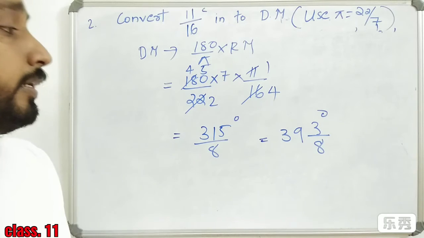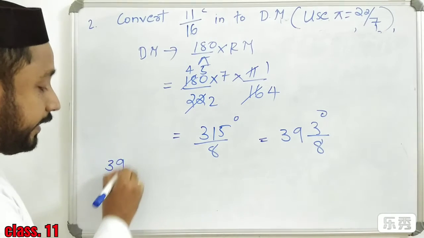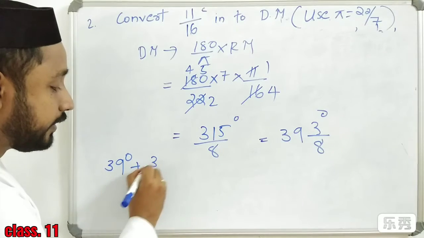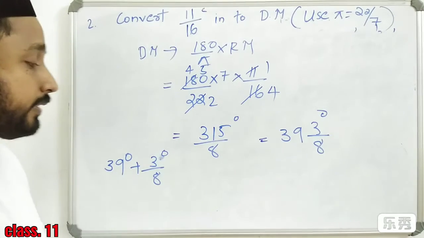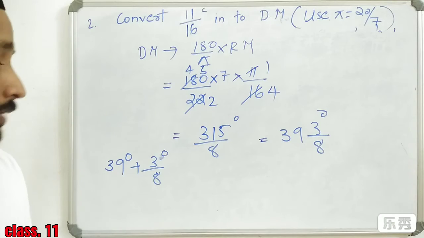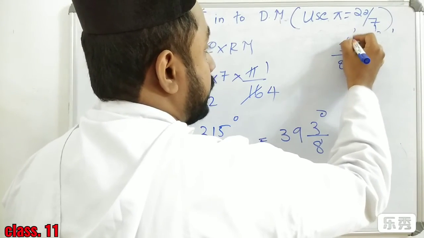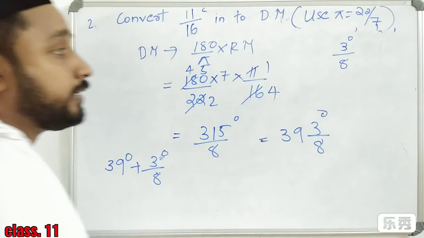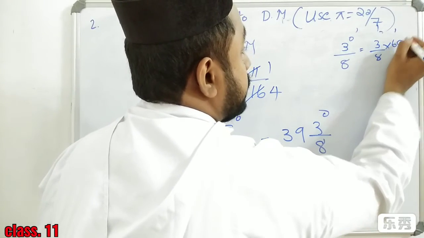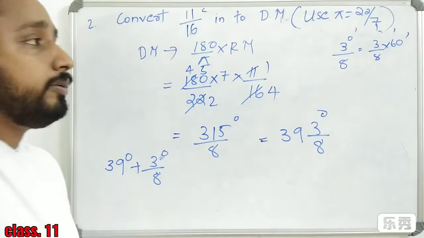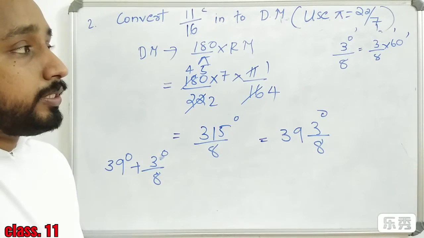So 39 3 by 8 degree means 39 degree plus 3 by 8 degree. So how can we change this 3 by 8 degree into minutes? 3 by 8 degree is equal to 3 by 8 into 60 minutes.